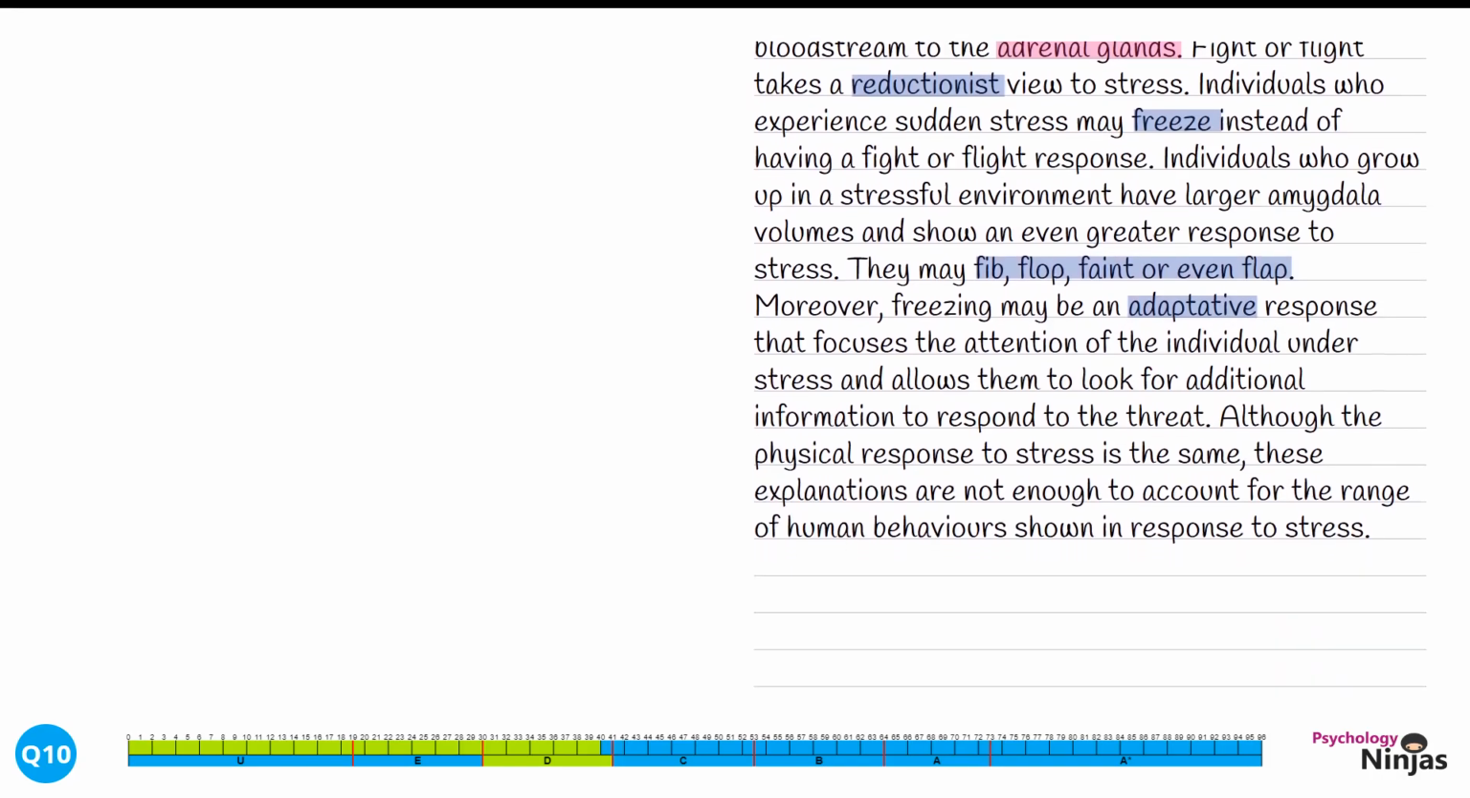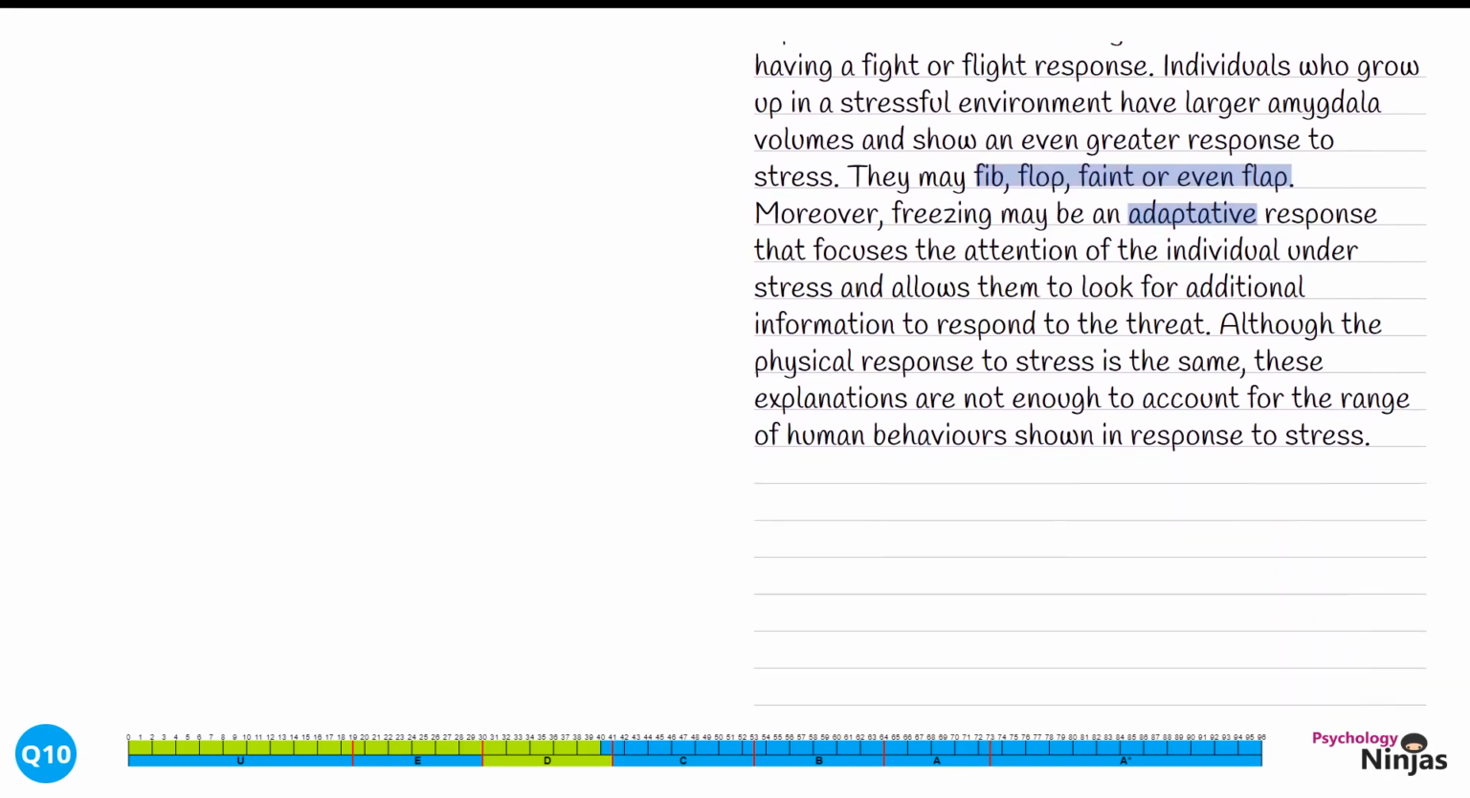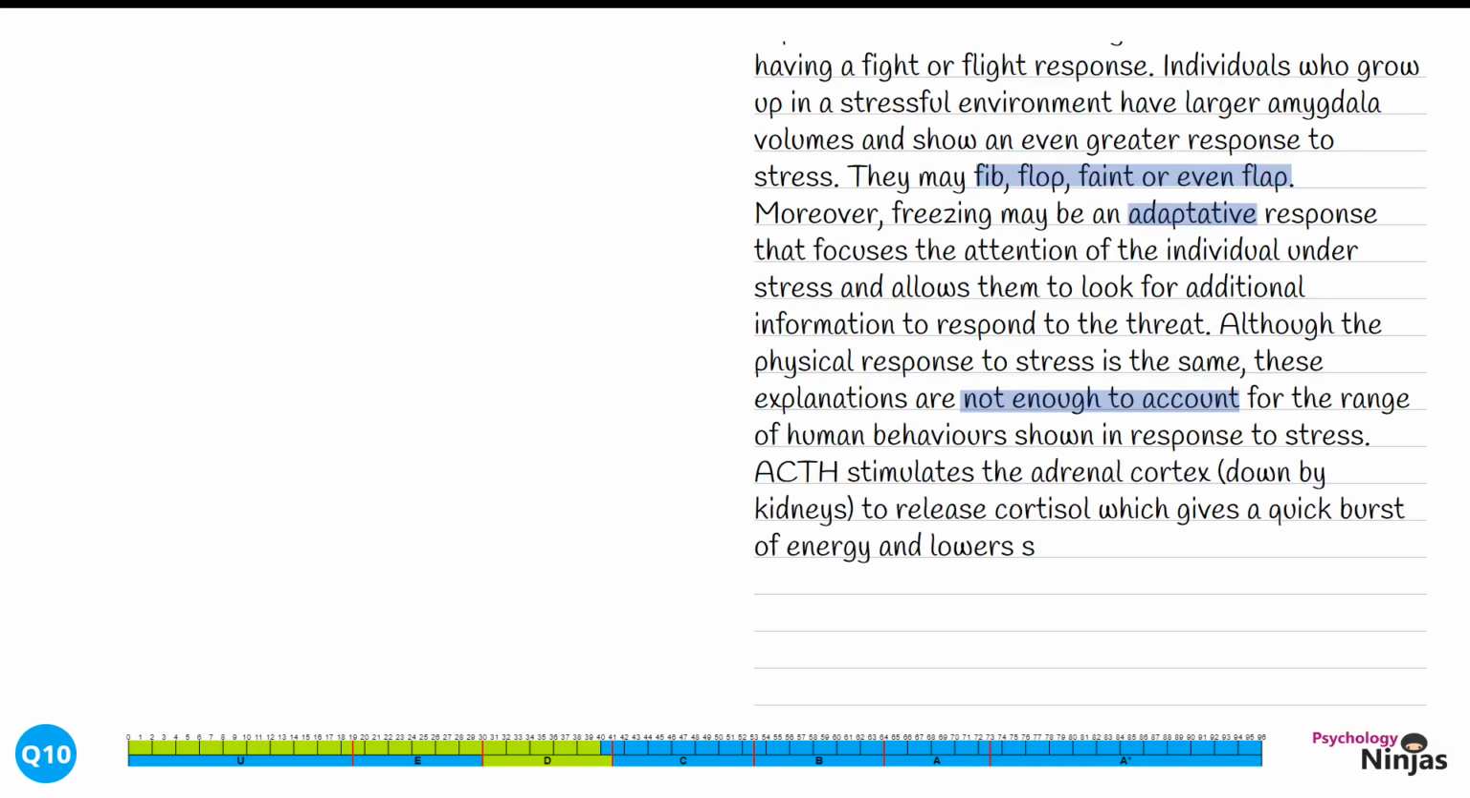Although the physical response to stress is the same, these explanations are not enough to account for the range of human behaviours shown in the stress response systems. So again, we're going back and explaining that this is not valid, it's not accurate, because it's too simplistic. We're going to do a final piece of explanation once again, just to secure and bolt on that third mark.